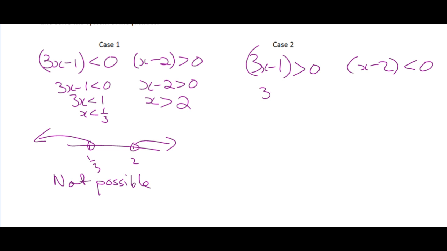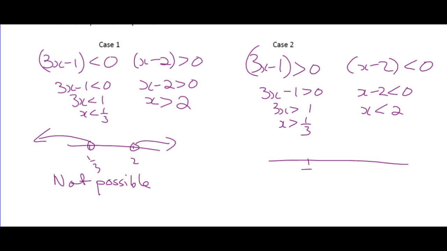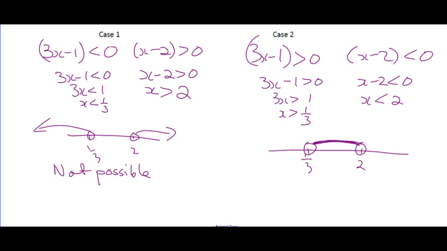Okay, solve this. 3x minus 1 is greater than 0, 3x is greater than 1, x is greater than 1/3. Solve this: x minus 2 is less than 0, x is less than 2. Number line: 1/3, 2. What am I looking for? What do I draw on the number line if I want to be greater than 1/3 and less than 2? There is a solution to that, right? I need a number which at the same time is greater than 1/3 and less than 2. Okay, I can do that. So what's the solution set?